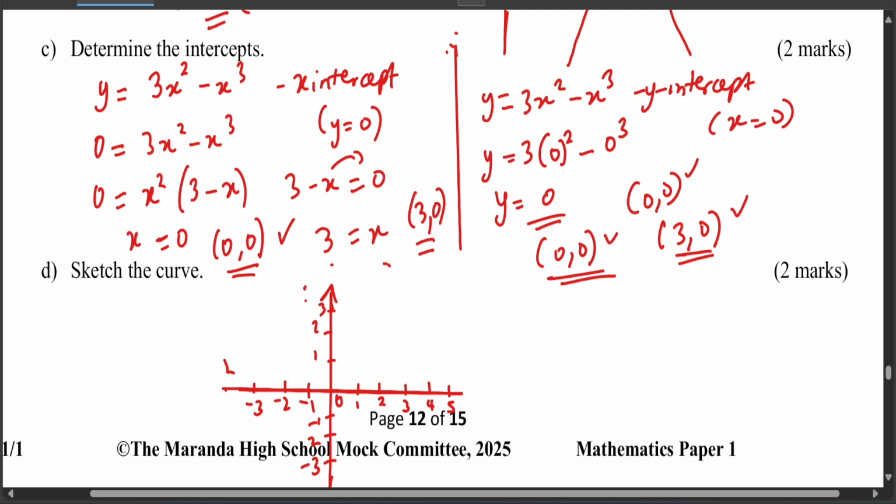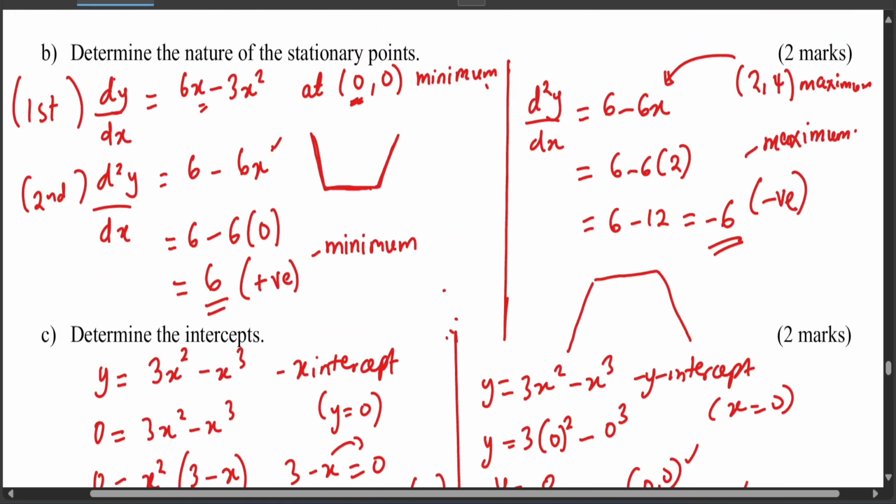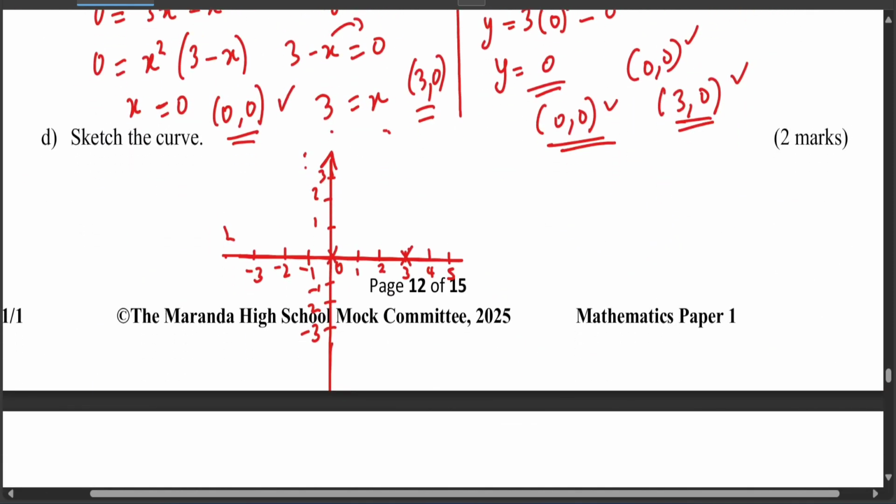The 2 points that I need to plot are the intercepts. The first intercept is this one, which is 0,0, which is our y-intercept. It also acts as an x-intercept as well. Then we have 3,0, which is our x-intercept. Then you start plotting those stationary points. At 0,0 is a minimum. So we already plotted 0,0, and then we plot 2,4.